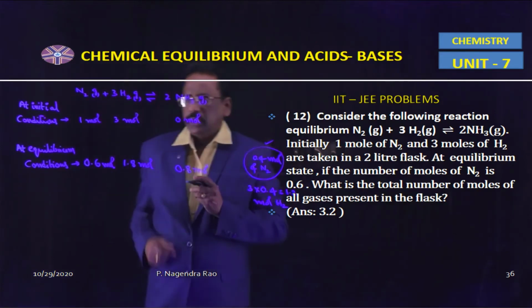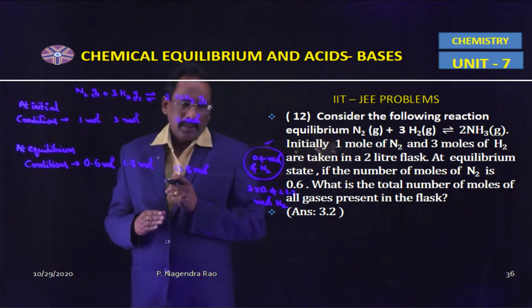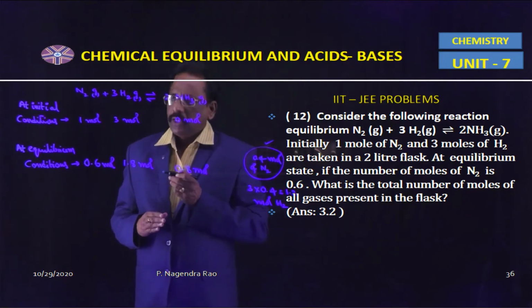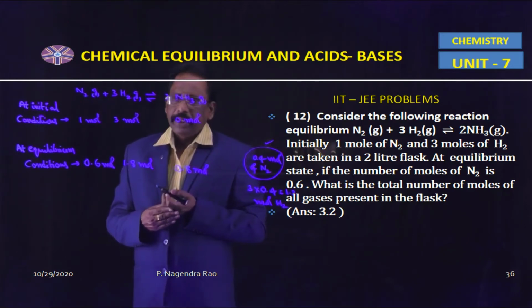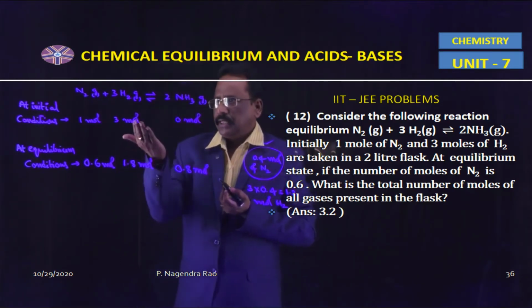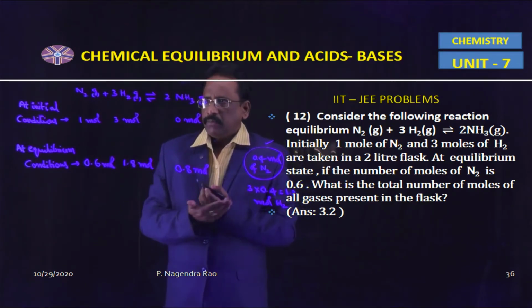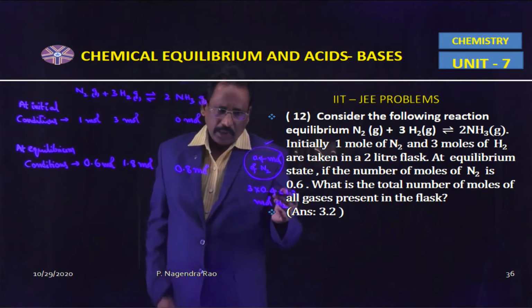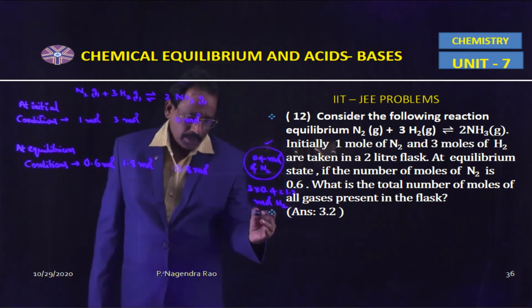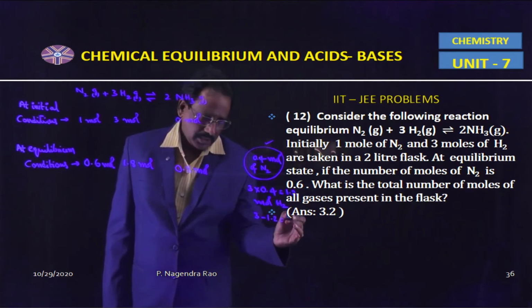This is a 1:3 ratio. For 1 mole of nitrogen, 3 moles of hydrogen gas are required. For 0.4 mole of nitrogen, it requires 1.2 mole of dihydrogen gas. But actually it is 3 moles. So at equilibrium, the number of moles of hydrogen gas remaining is equal to 3 minus 1.2, that is equal to 1.8 mole.